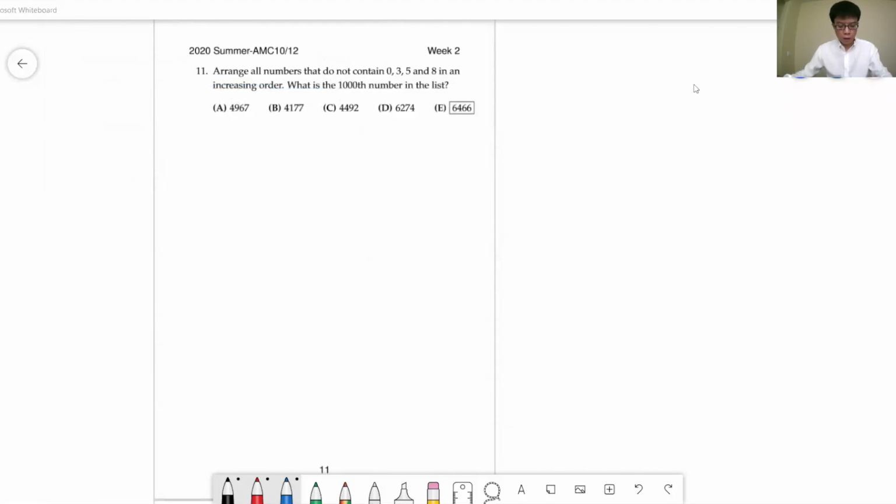Now let's do problem 11. Arrange all numbers that do not contain these 4 digits, 0, 3, 5, 8, in the increasing order. What's the 1000th number in the list?